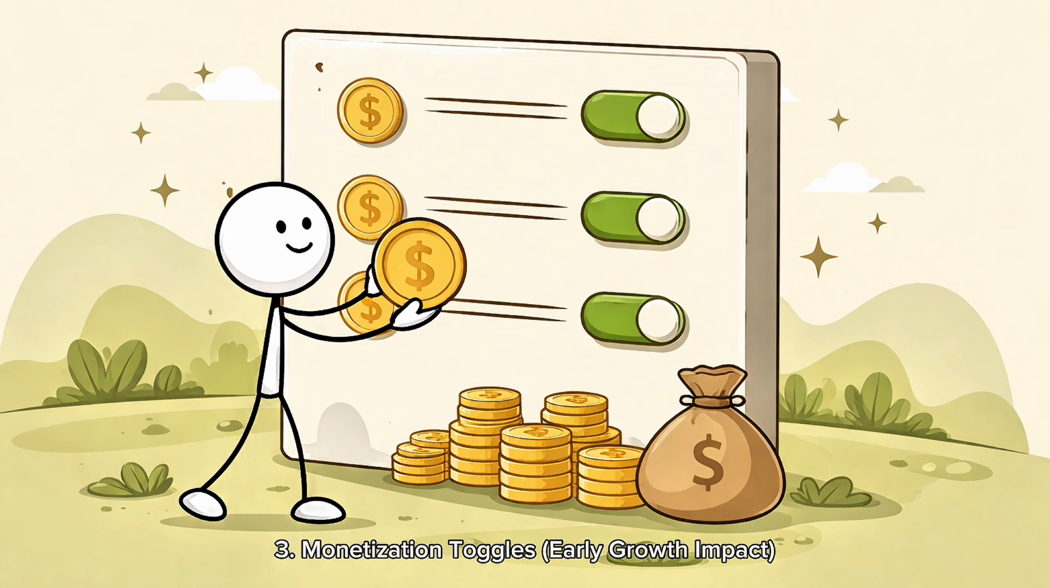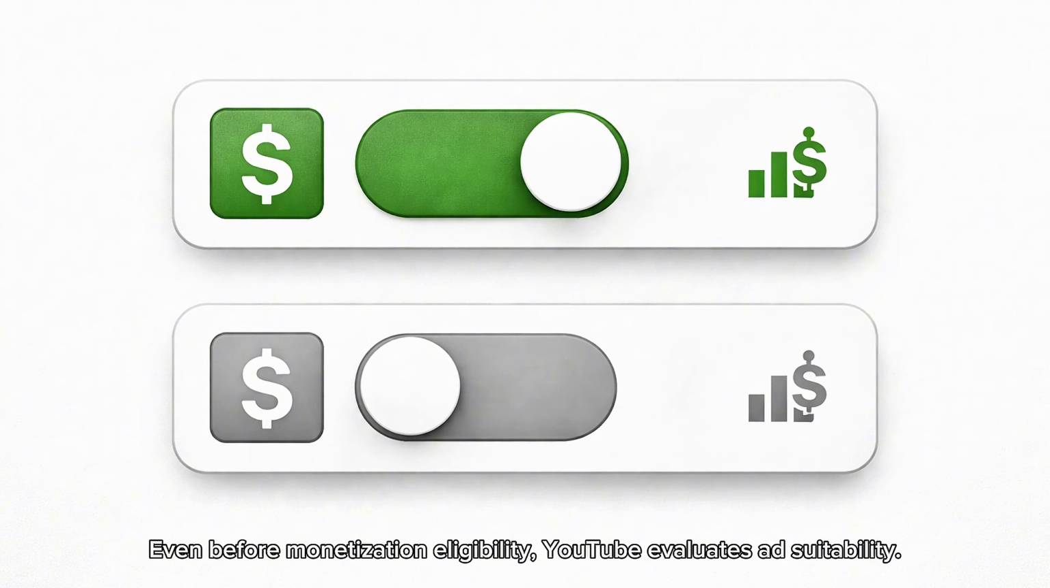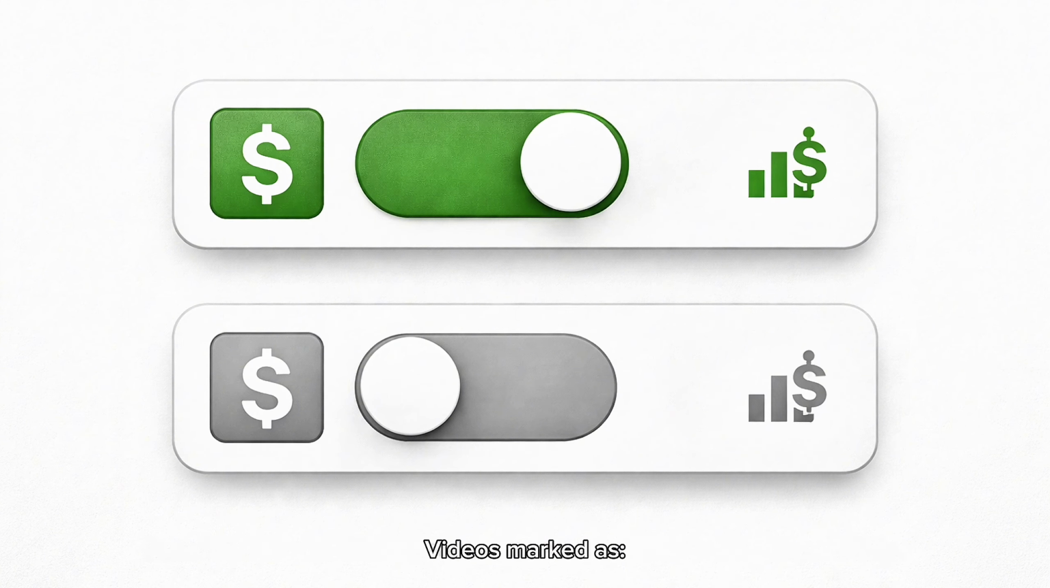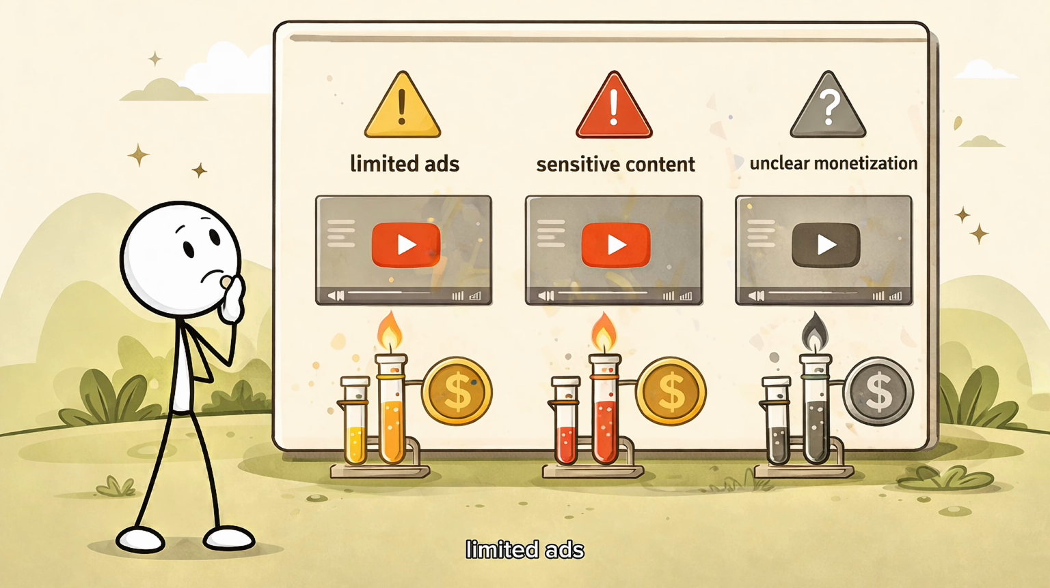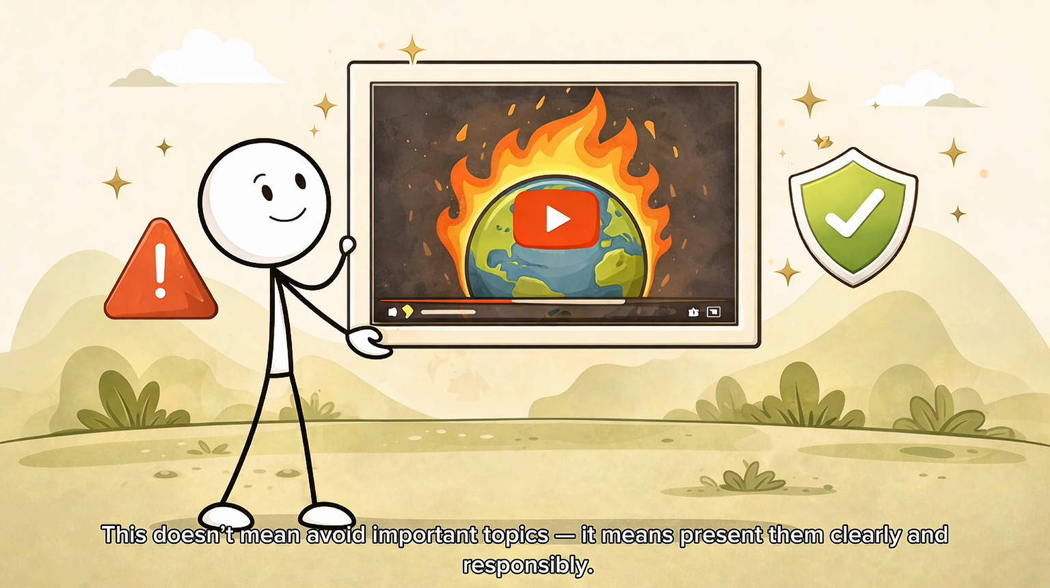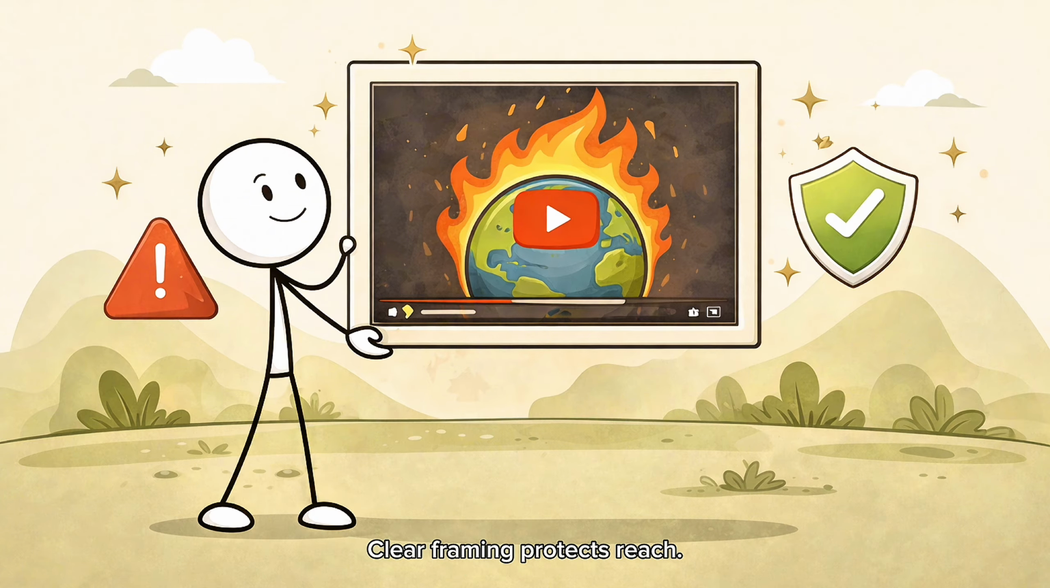3. Monetization toggles, early growth impact. Even before monetization eligibility, YouTube evaluates ad suitability. Videos marked as limited ads, sensitive content, or unclear monetization are often tested less aggressively. This doesn't mean avoid important topics, it means present them clearly and responsibly. Clear framing protects reach.